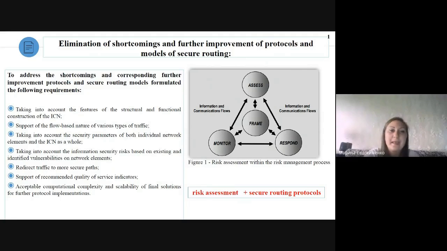Based on these requirements, the urgent task arises to develop and investigate a secure path set calculation approach based on a routing model. At the same time, the calculation of the secure path is based on the methodology for assessing information risk, as you see on figure number 1, through the criticality of vulnerabilities that are present on the network node.